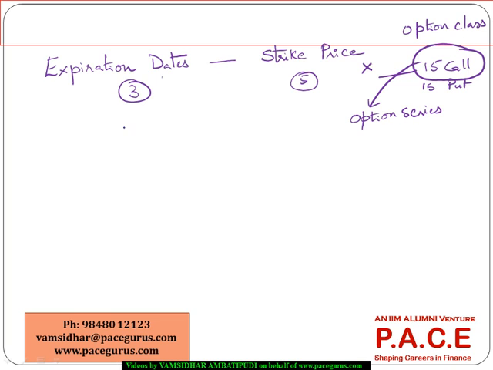Option series is something like Infosys June 2600 call. This is an option series. Whereas Infosys calls are called an option class. So this is how we differentiate option class and option series.